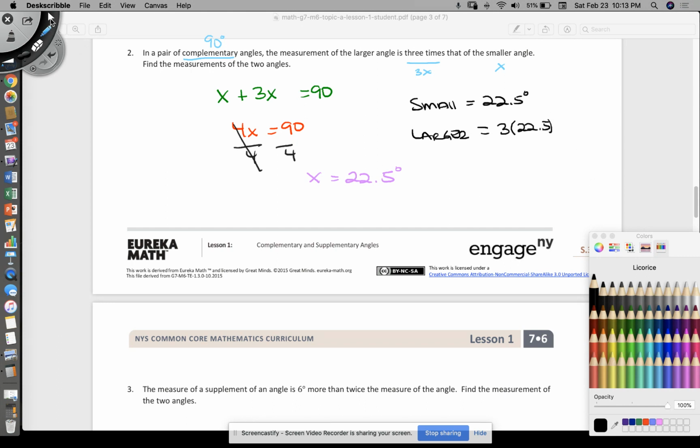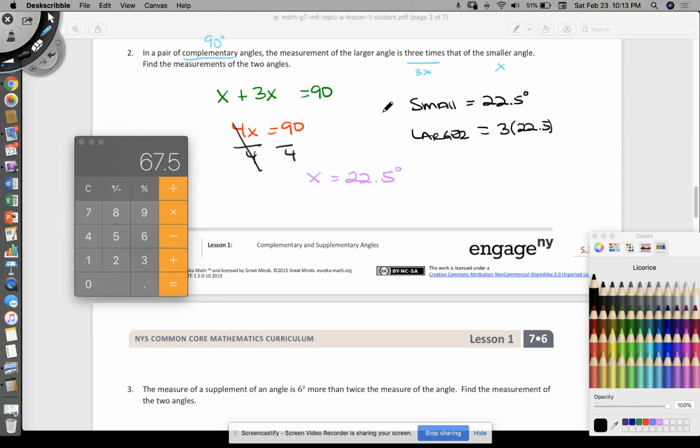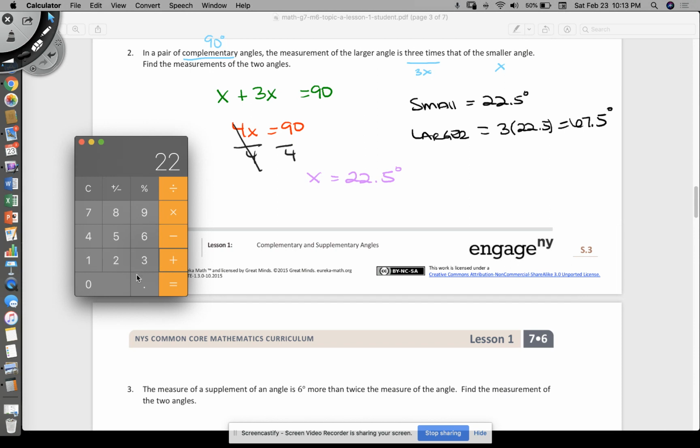So let's grab our calculator here. We go 3 times 22.5, and we get 67.5 degrees, and that's how big the larger one is. And again, the way you can check your work is if you know that one's 67.5, add that back to the 22.5, and it should equal 90 degrees. And there you go. All right, let's move on down.